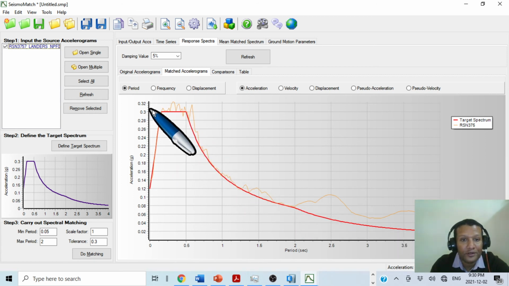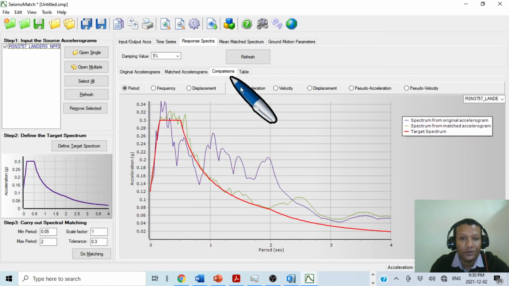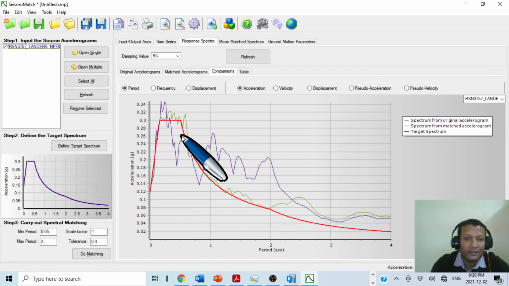So as per the code, the matched one should always be more than 90% of the target response spectrum. So that is what it is. The comparison is like this. The spectrum from the original accelerogram is this one, and the spectrum from the matched accelerogram is this one. So it's good because this one is already, I choose it, but sometimes it will come down, so you have to choose, as I showed you from PEER ground motion.